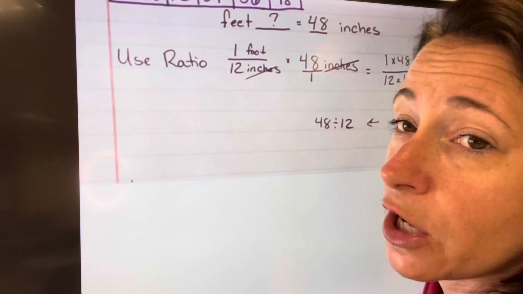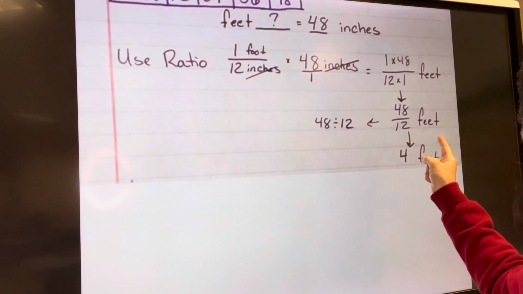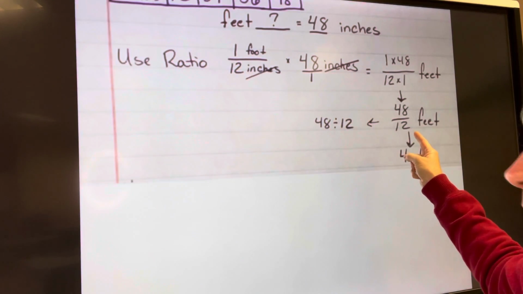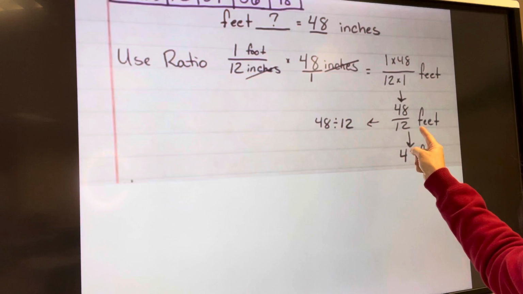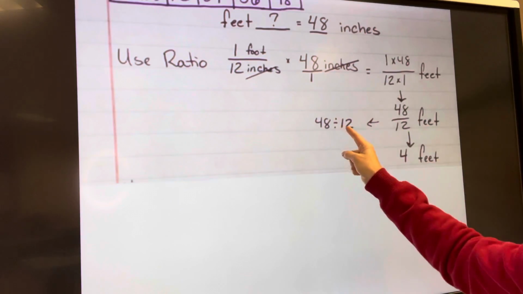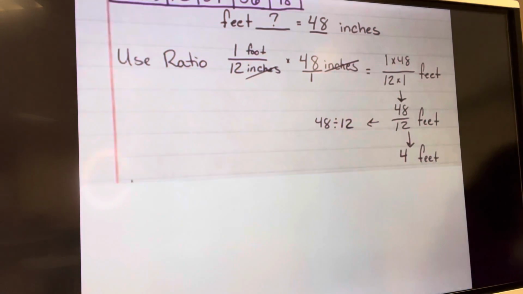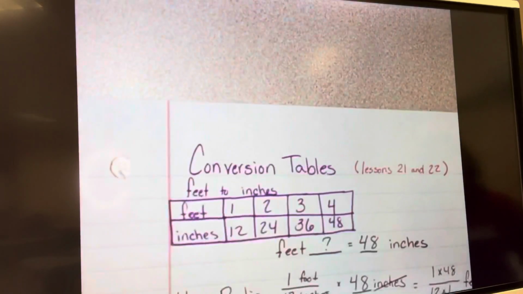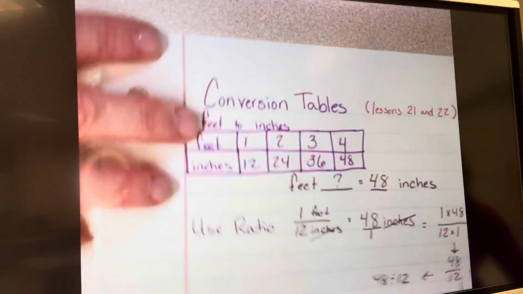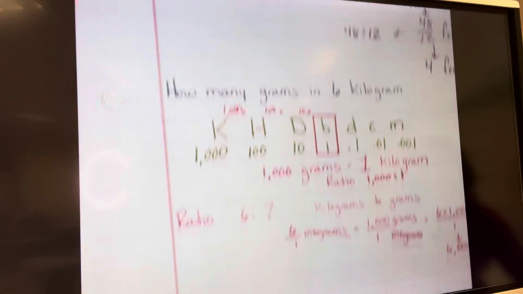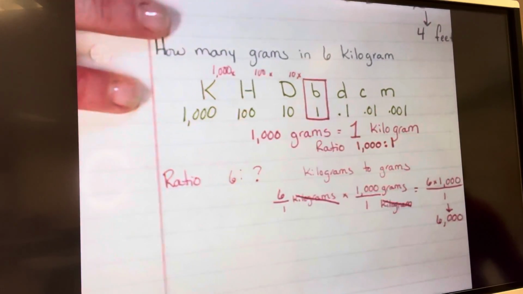But you should know that fractions is division. Fractions is a division problem. It's your numerator divided by your denominator. That's why I've written it over here. So the answer is 4 feet, which we knew by simply looking at this table, but of course we're taking something simple to understand it.